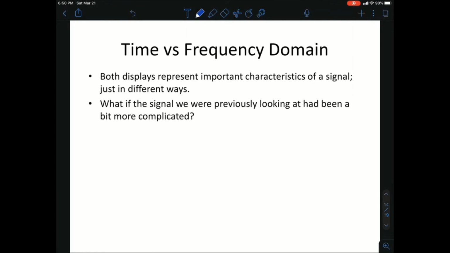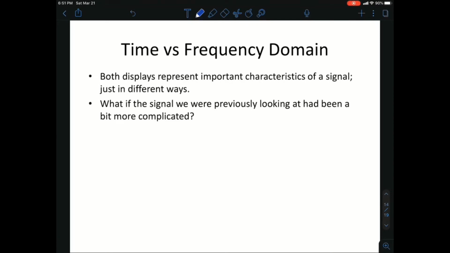So, time versus frequency domain plots. One of the things that's pretty important here is they're both displaying the important characteristics of a signal, just in different ways. And we can think about this if we had a much more complex signal.